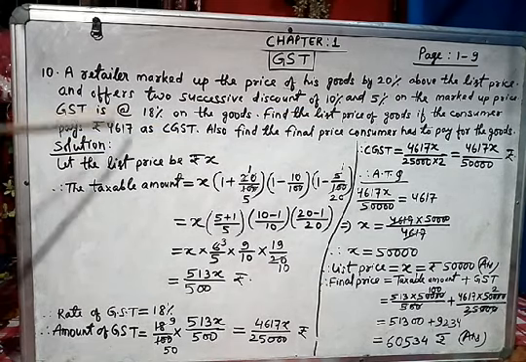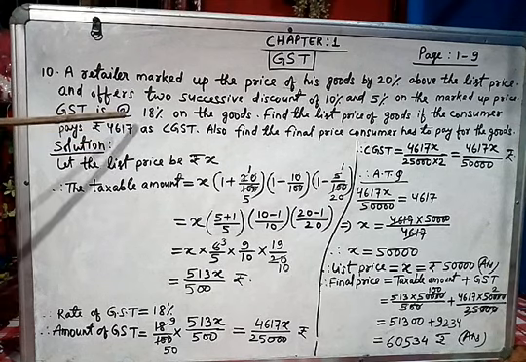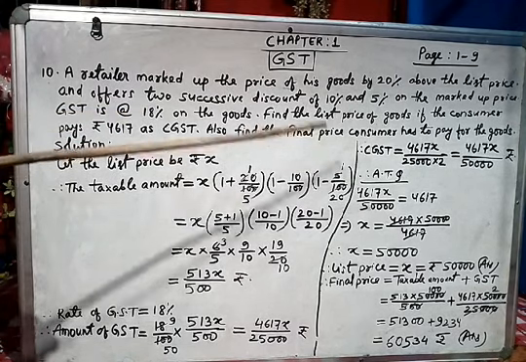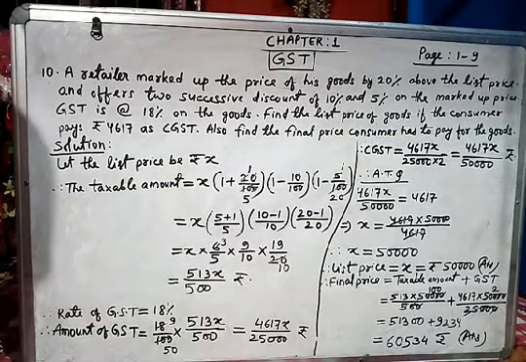Now the taxable amount comes, and the GST on the taxable amount is 18%. Now find the list price. Now we have to find the list price. List price means the original price of that good.